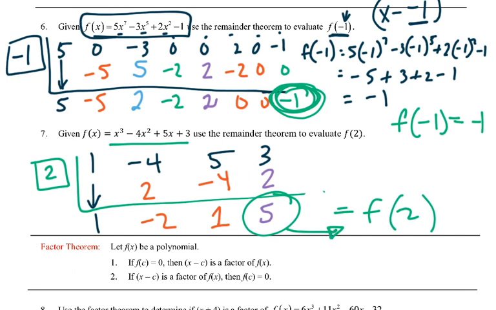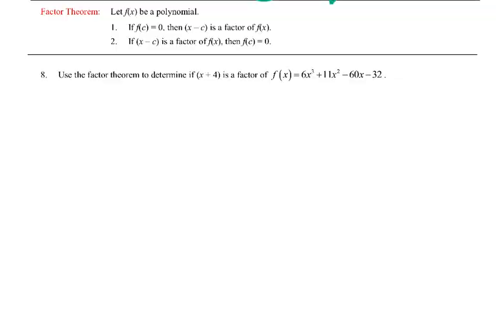Okay. And then we have our factor theorem. Let f of x be a polynomial. If f of c equals 0, then x minus c is a factor of f. If x minus c is a factor of f, then f of c equals 0. So we can use this fact to determine if something is a factor and can divide evenly into a polynomial.